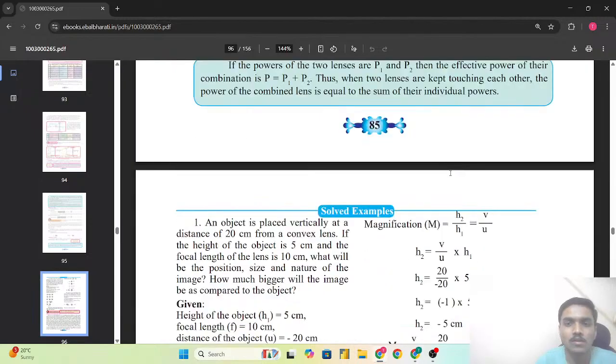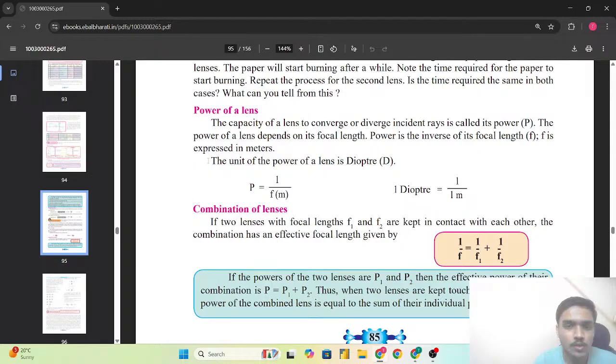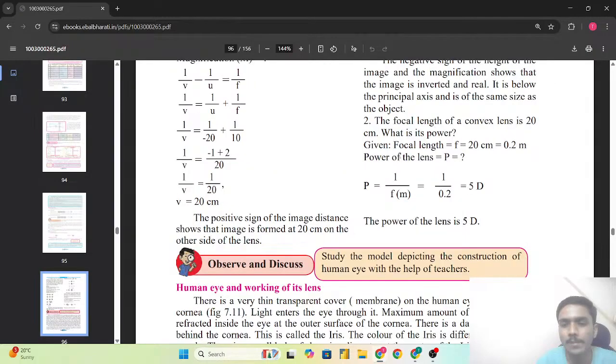Again, one of the important questions that may be asked in the exam is that the unit of the power of the lens is diopter. This is the complete-the-following type of question which may be asked. So keep in mind the unit of the power of the lens is diopter.